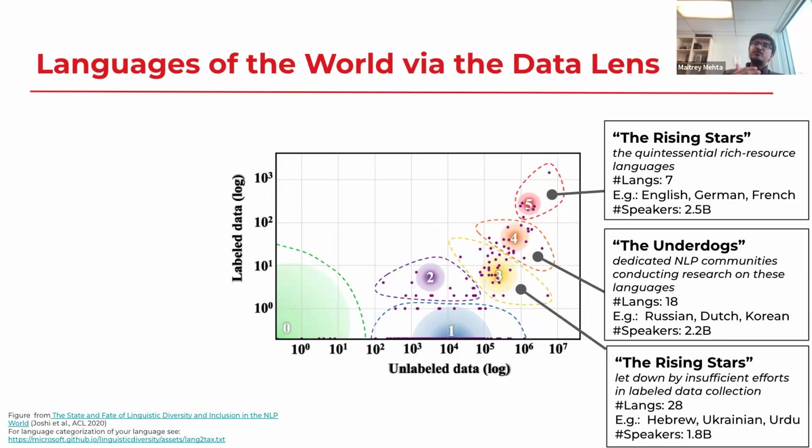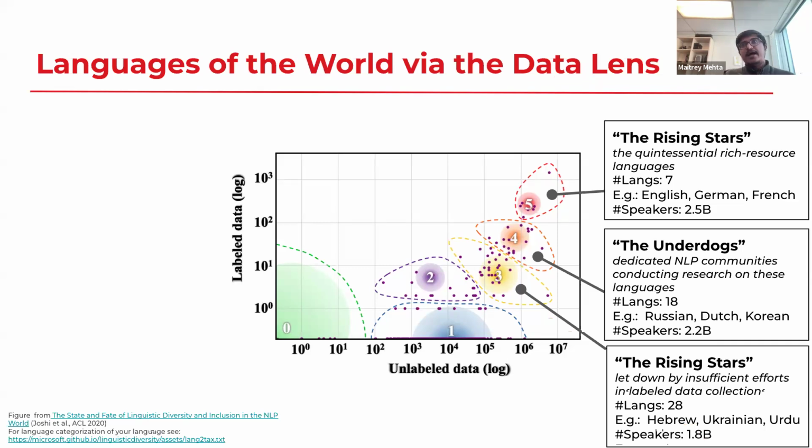And then we come to the mid-tier languages. These are languages that are relatively inferior. They are let down by insufficient efforts in labeled data collection. So slightly less amount of languages. 1.8 billion speakers speak languages from this category, and Hebrew, Ukrainian, Urdu, again, very popularly spoken languages fall under this category.